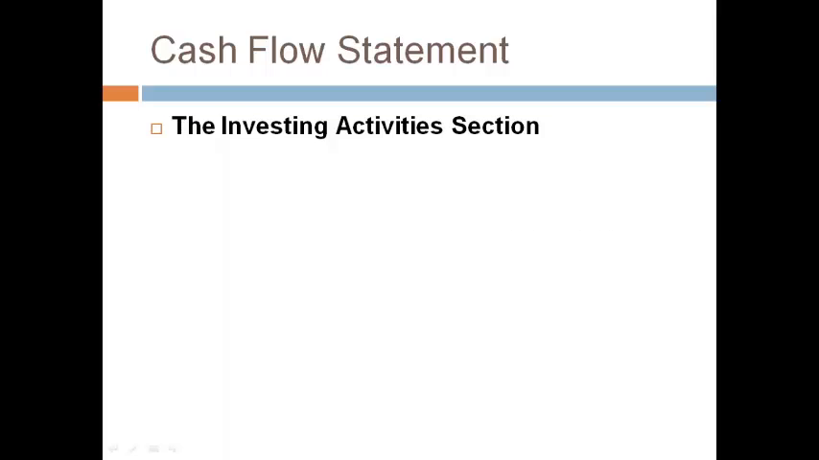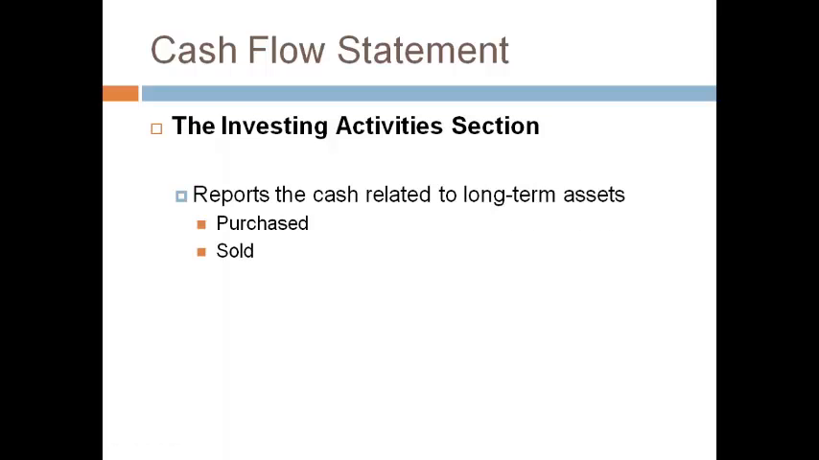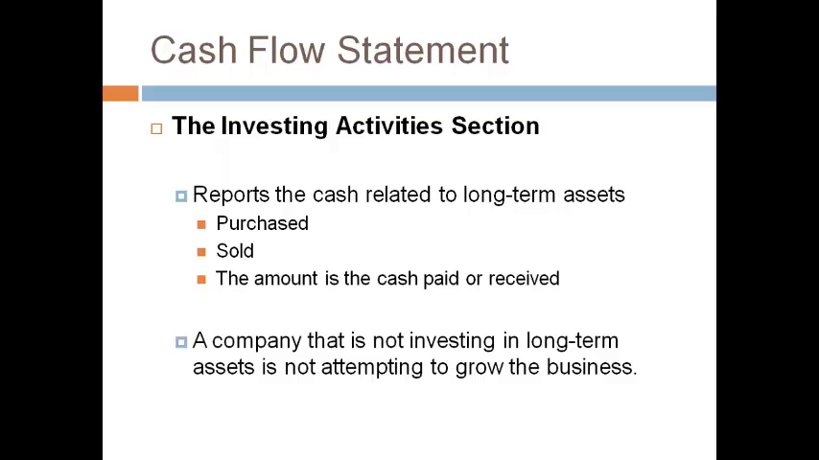The investing section of the company reports cash paid for and cash received from selling long-term assets. The amount on the statement is always the cash paid or received. Significant investments in long-term assets indicate the company is attempting to grow.